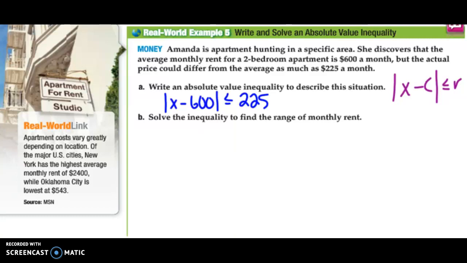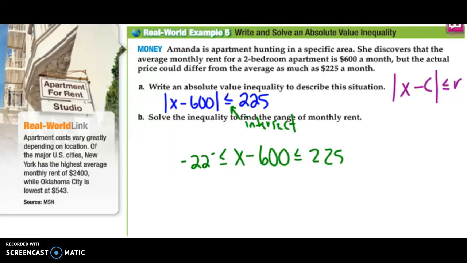Okay? So right here is my compound absolute value inequality. And so what I have to do now is solve the inequality to find the range. So you'll see it's a less than problem, so this is like an intersection. So it's an AND problem. And remember what I like to do for AND problems is set it up so it looks like this. x minus 600 less than or equal to 225 and greater than or equal to negative 225, right? And I like to solve them all at once.